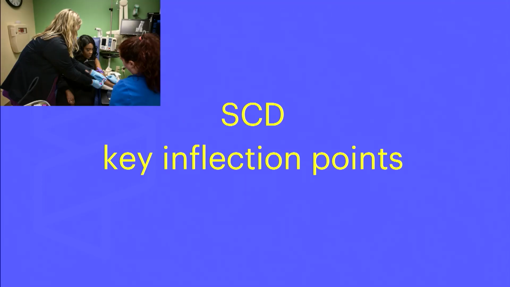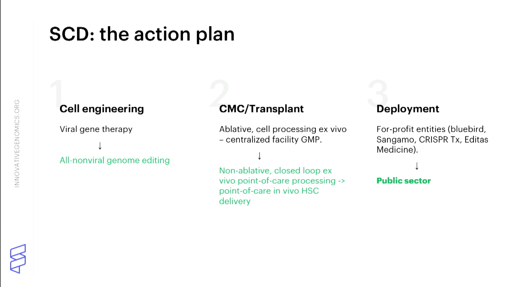So I will focus on sickle because this has been a professional and personal passion of mine for a large fraction of the past 20 years. That's, of course, Victoria Gray being treated by the nurses. What are the key inflection points? I think one, and critically, we have to go from viral gene therapy to non-viral genome engineering. We have to get away from an ablative transplant where cell processing occurs ex vivo and happens in a centralized facility that requires GMP, to a non-ablative, closed-loop ex vivo point-of-care processing, which ultimately transitions to point-of-care in vivo delivery to HSCs.